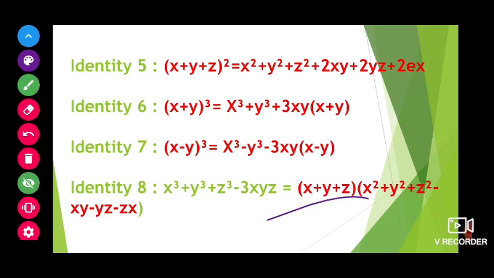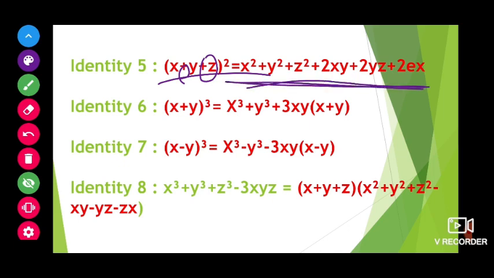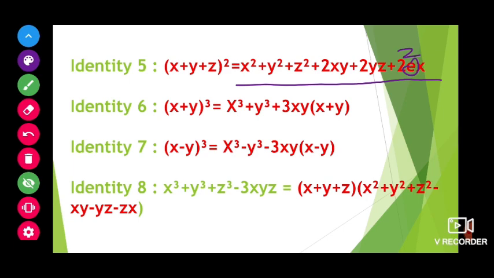The first one is x plus y plus z whole square, or else a plus b plus c whole square. Here, based on the sign, we can change the identity. Here the identity is x square plus y square plus z square plus 2xy plus 2yz plus 2zx. 2zx, not ex, it's zx. Next, x plus y whole cube. What is the identity? x cube plus y cube plus 3xy into x plus y.